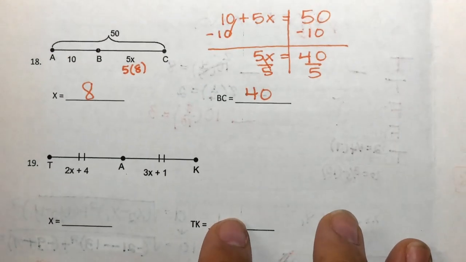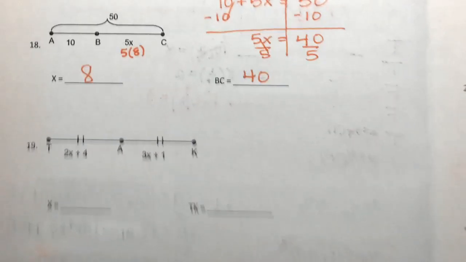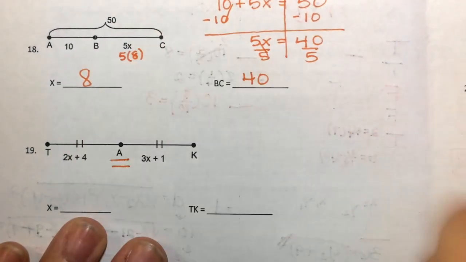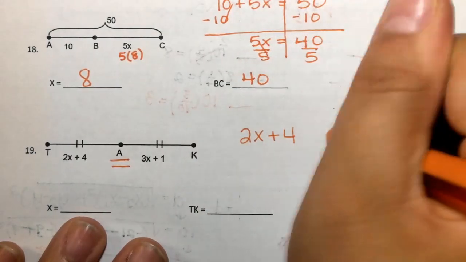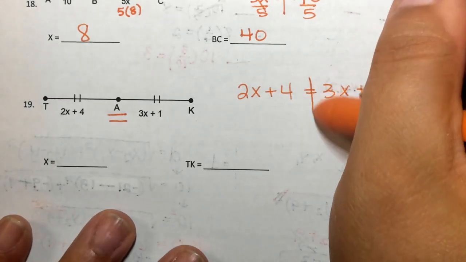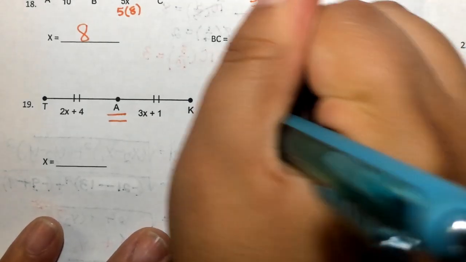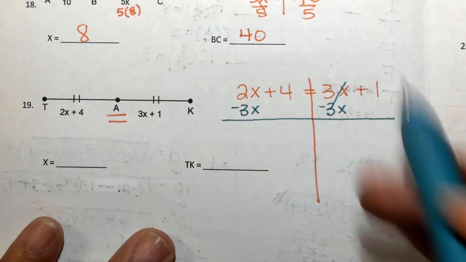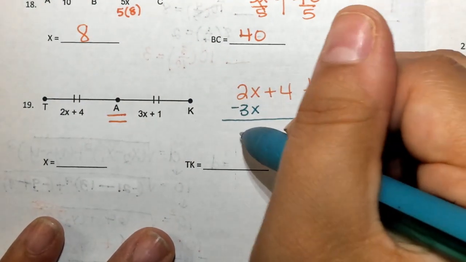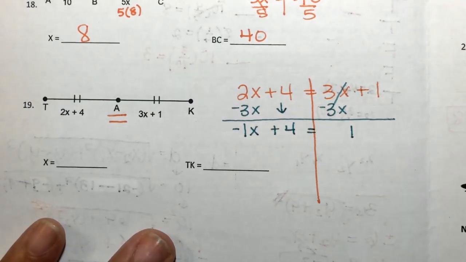What about 19? 19 is different. How is 19 different? How do you know they equal? They have the tick marks. These two sides are equal. And I'm going to need to solve. I have x's on different sides. What do I do when x's are on different sides? I'm going to subtract. Be careful with your negatives here. What is 2x minus 3x? And then?